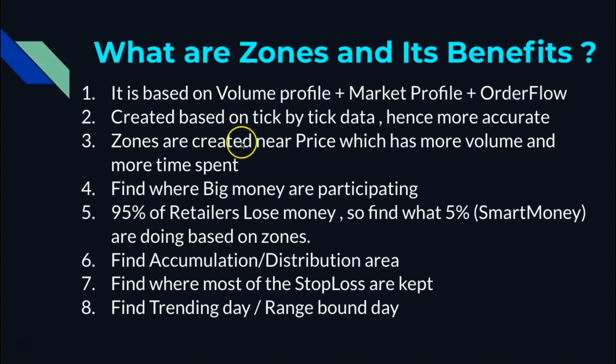The zones are basically created near the price which has more volume and also where the price has spent more time. With the help of zones you can find where the big money is participating. And you guys know 95% of retailers lose money. So with the zones we can find what the smart money is doing. Also we can find accumulation and distribution areas like I have explained in the previous slides, and we can find where the stop losses have been kept. Also, one more important thing is we can find a trending day or range bound day using the zones. So now let us look into the next slide.